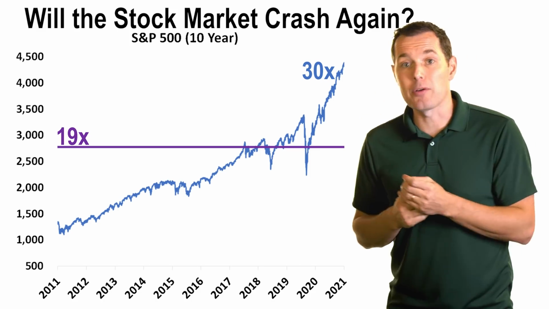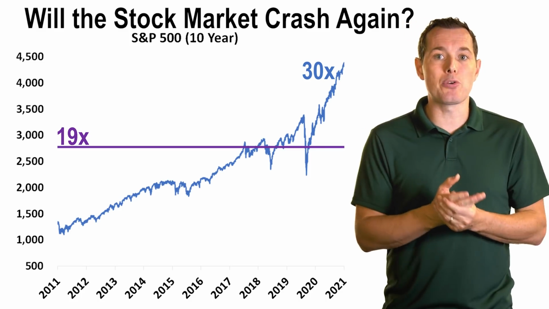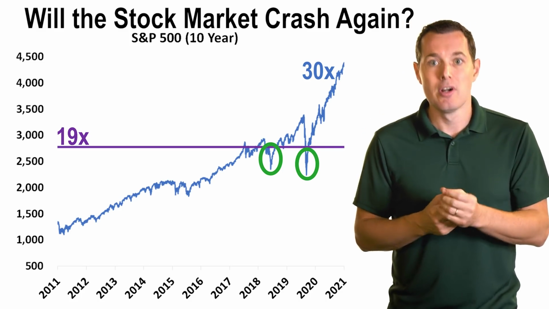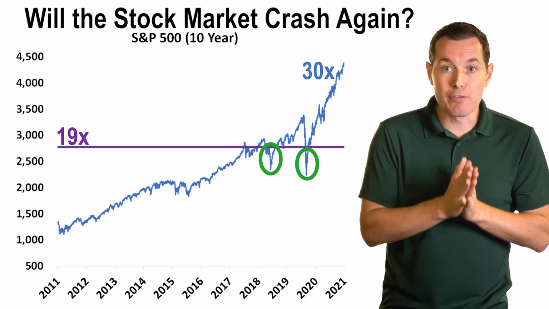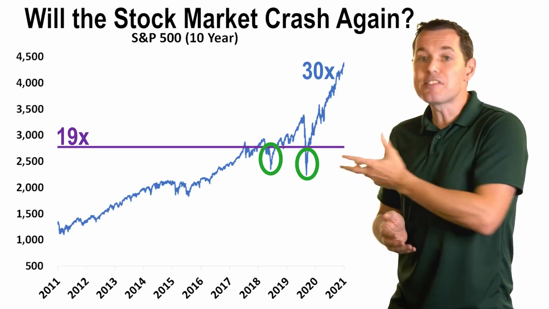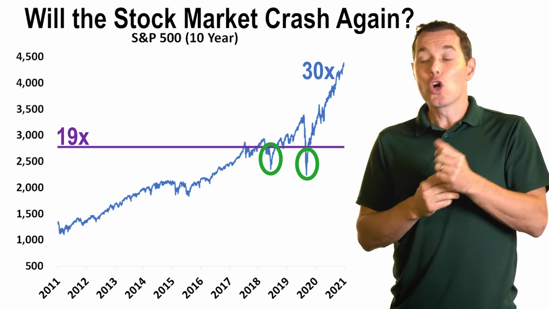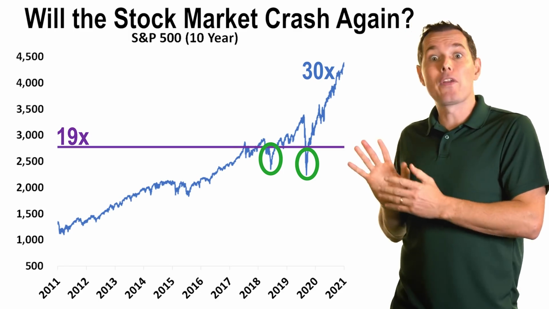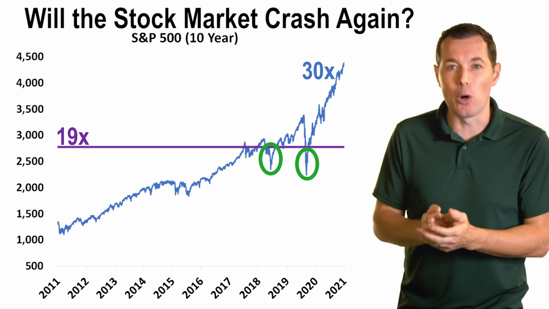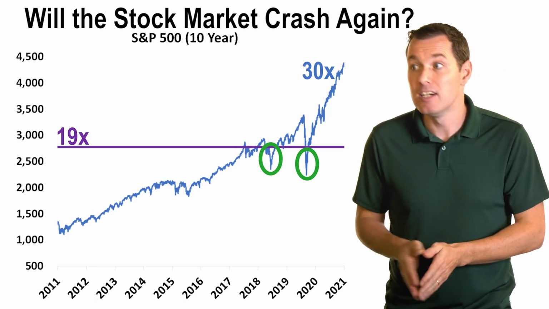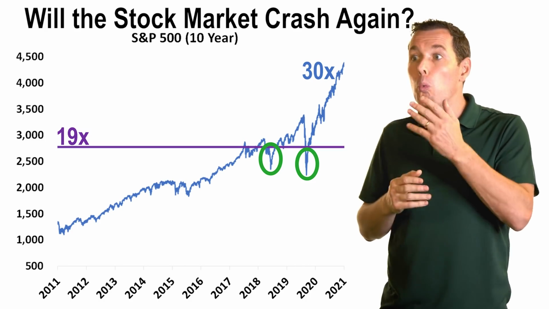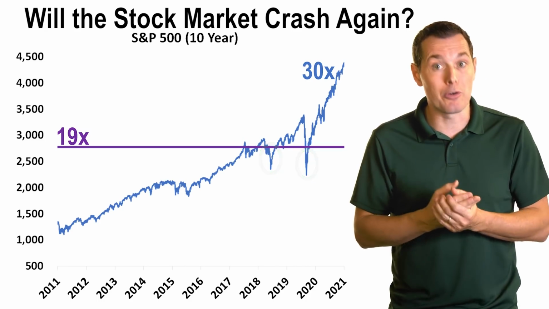Now, looking at this chart, clearly there have been a few opportunities where we could have jumped into the stock market when it was below the average. The problem is that back during these time periods, earnings per share was different. So 19x, based on the earnings per share, let's say 5 years ago, would have been different than today. So the fair price of the S&P 500 would have been lower or higher depending on where earnings per share were.